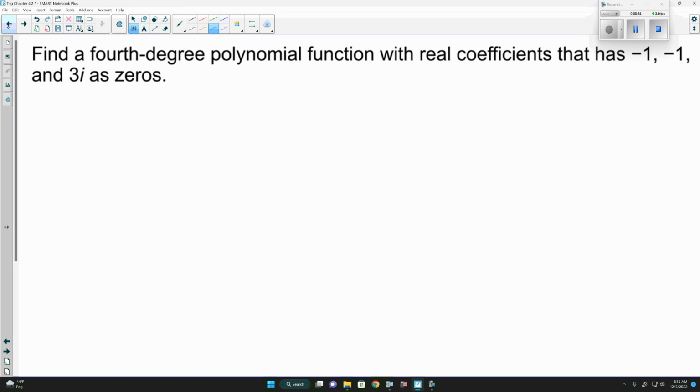Now, 4th degree polynomial function, that just means that the biggest exponent attached to a variable is going to be a 4. It also means we'll have 4 solutions. Well, we know that one of the solutions, x is equal to negative 1. We also know that x is equal to negative 1, and it told us x is equal to 3i. We do have 1 more. X is also equal to negative 3i. Complex conjugates. So we do have 4 solutions.